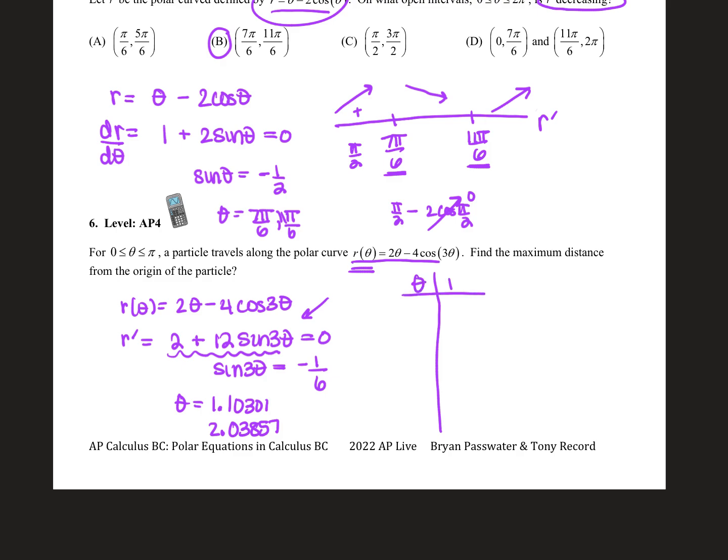make our table. So here we are at 0, 1.0103, 2.0385, and of course pi. So our values are -4, and not 2 pi, I meant pi. And the next one would be plugging it in, 6.15, 0.133, and of course at pi it is 10.2813. So this one's your maximum, so its maximum distance from the origin is 10.283 units, and it happens at theta equals pi.